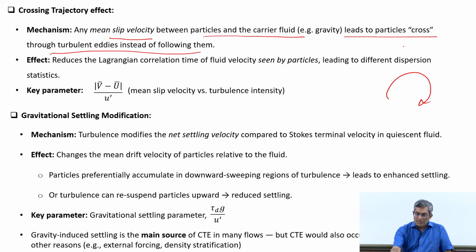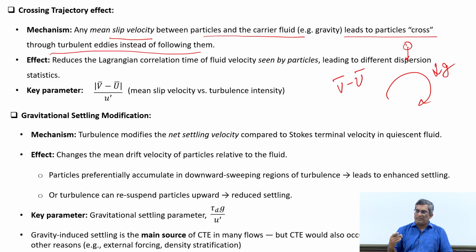Now imagine you have a particle which is interacting with an eddy. As of now, what we discussed, this interaction basically depends on the Stokes number of the particle. But now, in addition to that, you have the gravitational effect. The gravity itself will try to decorrelate the motion of the particles from the eddy, and that will cause a mean slip velocity. Mean slip velocity means this. This is due to gravity.